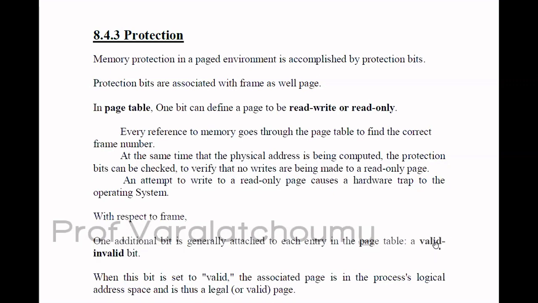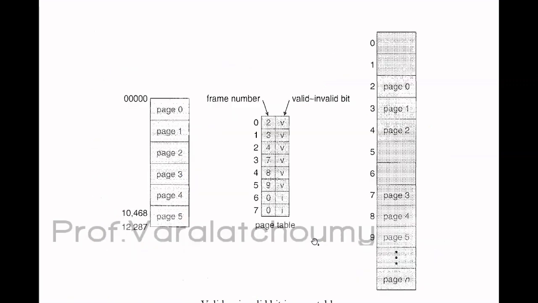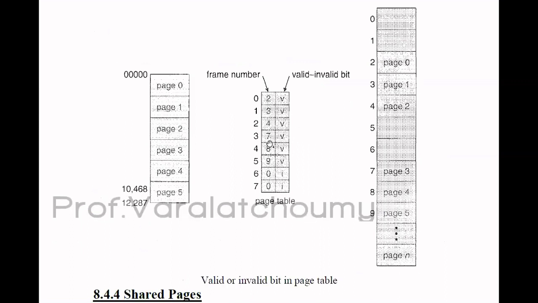So it is a valid, invalid bit combination. Every page, if you see over here, has one more column. The page table has one more column. As I kept on telling from the beginning, the values outside the page table represent the page numbers. The first column inside the page table represents a frame number, and the next column in the page table is dedicated to the valid, invalid information.